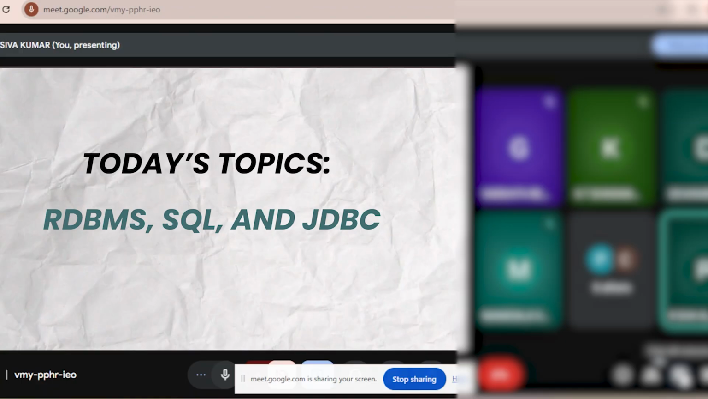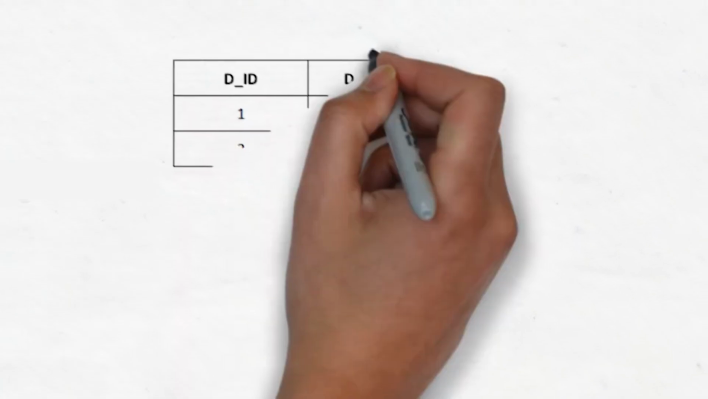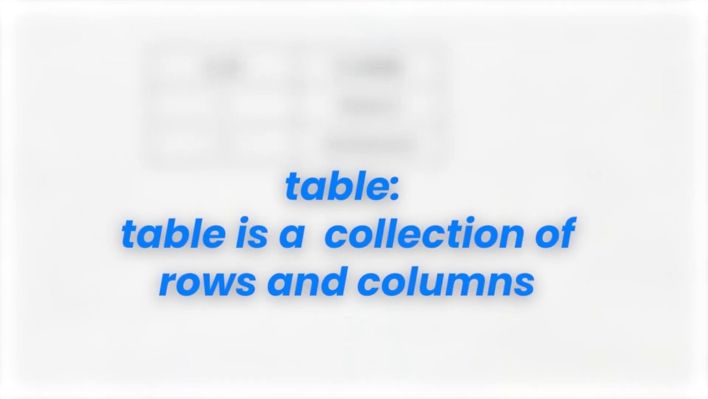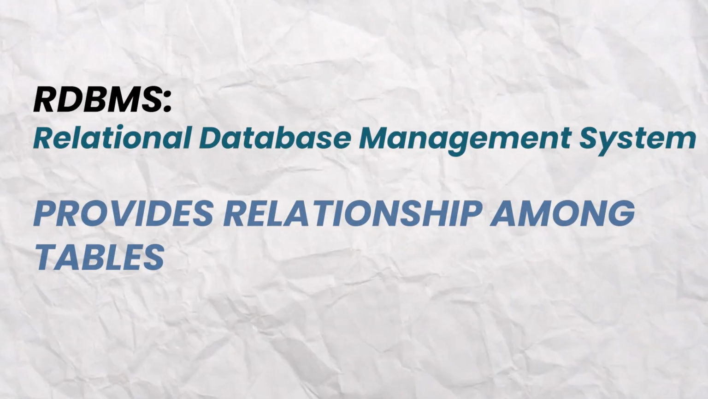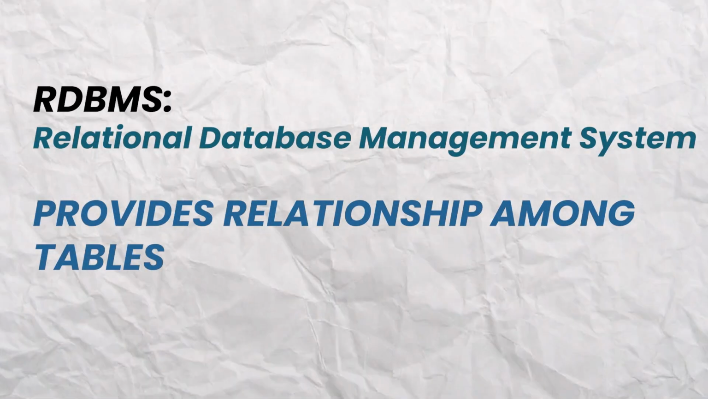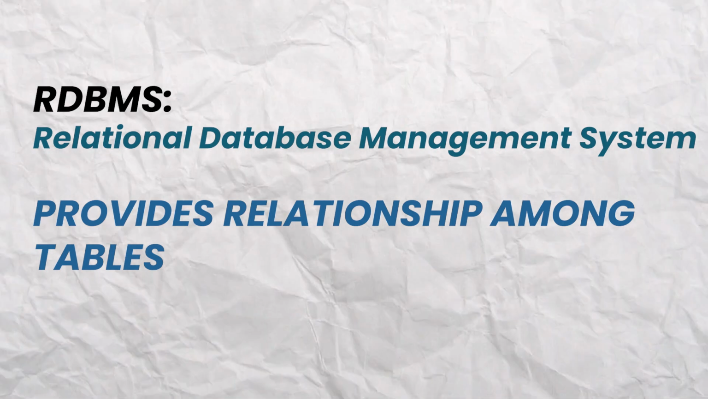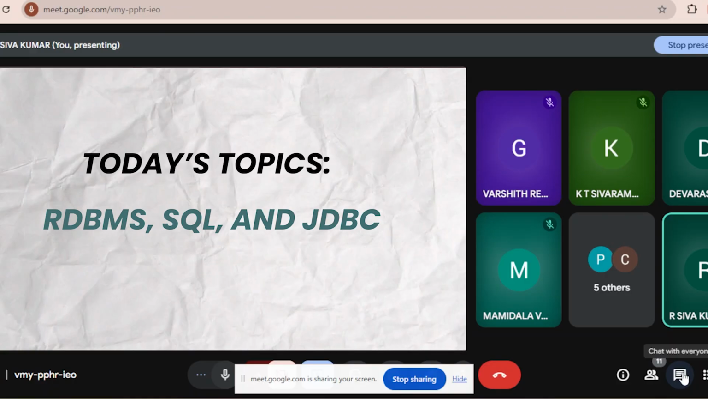DBMS means database management system. So what is a database? A database is a collection of tables. What is a table? A table is a collection of rows and columns, right? So RDBMS means we are providing relationships among the tables. We are providing relationships among the tables, which we call RDBMS, relational database management system.